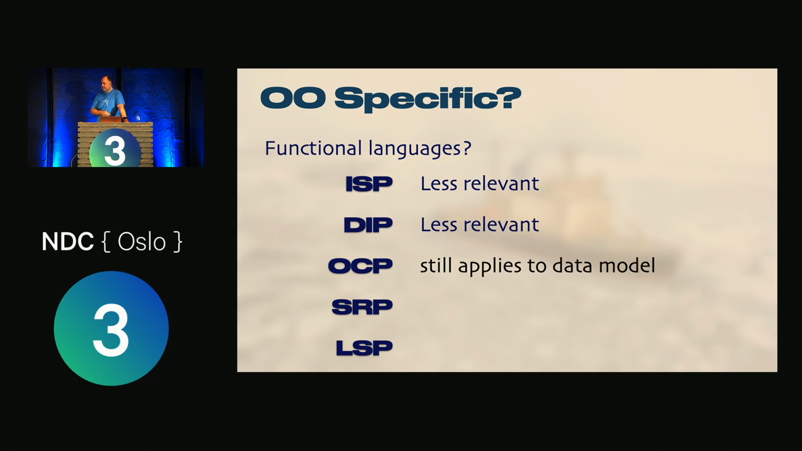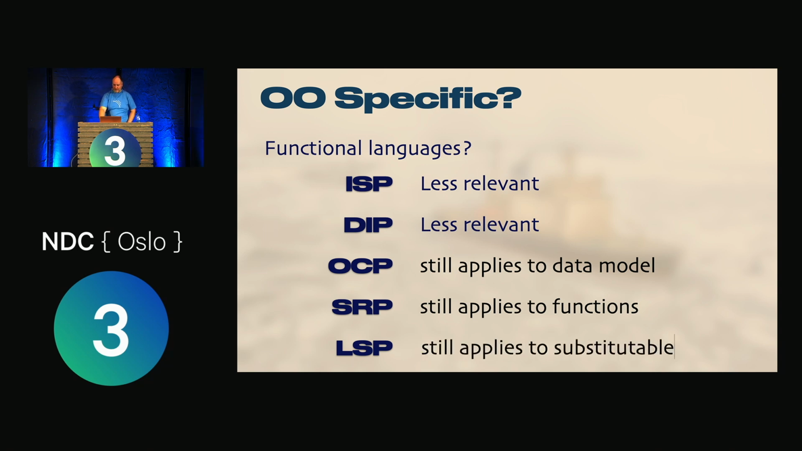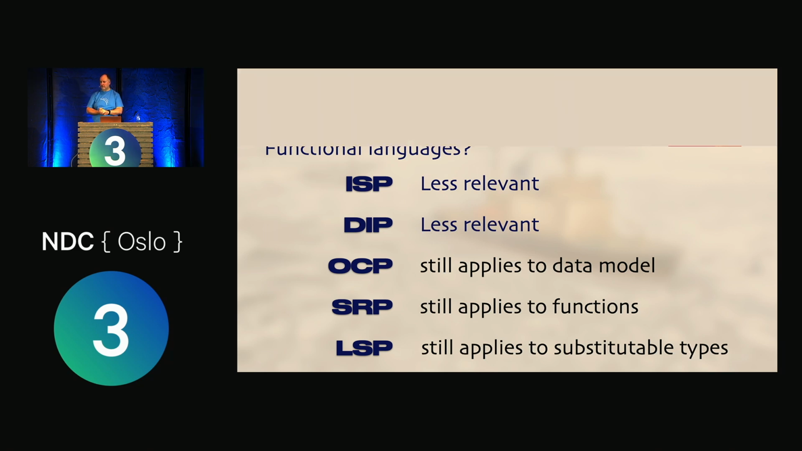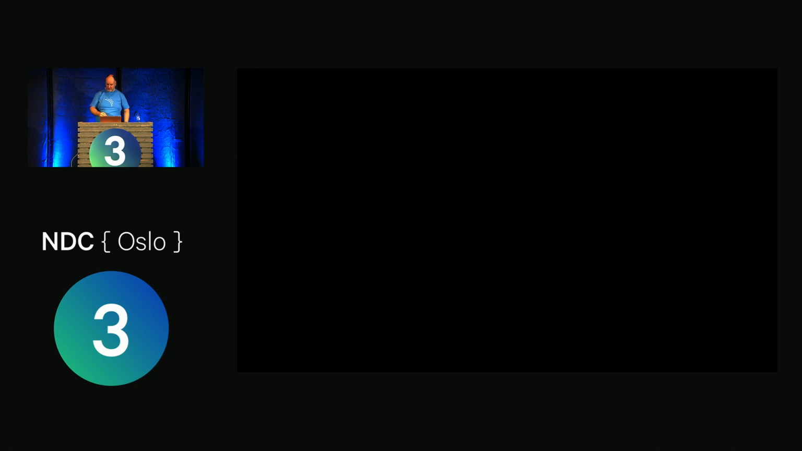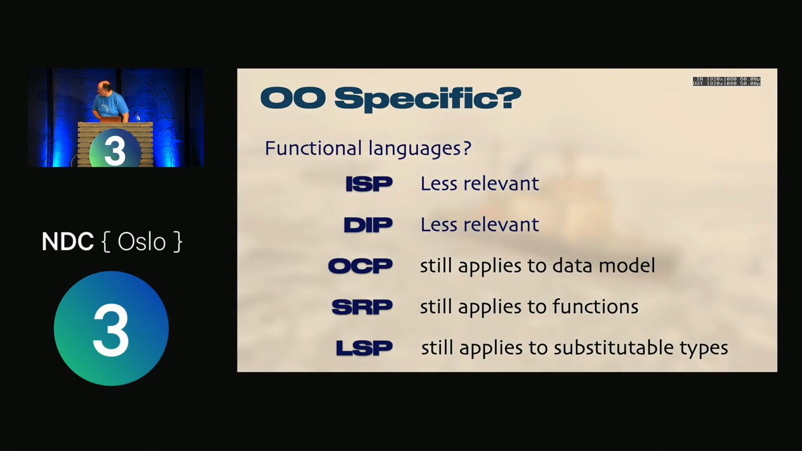OCP still applies maybe to a data model in a functional language. SRP definitely still applies to functions. And same with LSP, substitutable types. If you're working with a functional language, all of these things really still apply, even if you maybe don't have to work quite so hard to get them, because they're sort of baked in. Oh dear. Okay, maybe I said functional language too much.